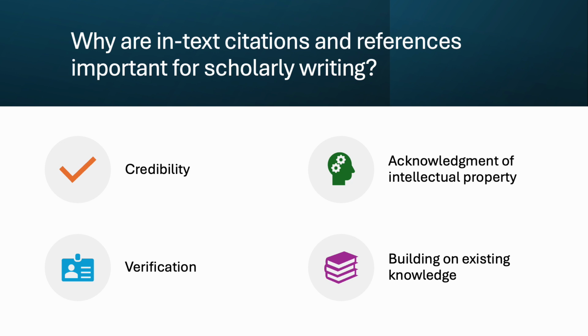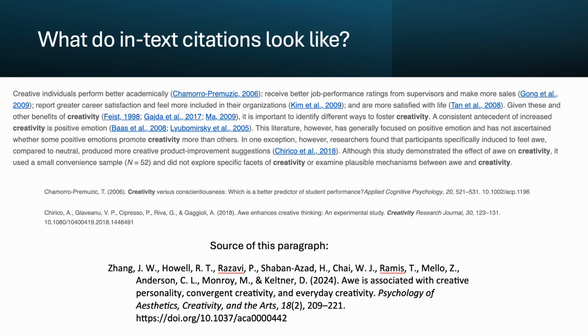They're very important. Now, the purpose of this slide is to show what in-text citations look like. So here's a paragraph from a research article that I found at our library by Zhang and colleagues. And you can see this first paragraph, they're kind of presenting their topic, but it's not their own idea. So the first sentence is, creative individuals perform better academically. That is not Zhang and colleagues' idea. Instead, the in-text citation at the end of that sentence, that's where that information comes from.